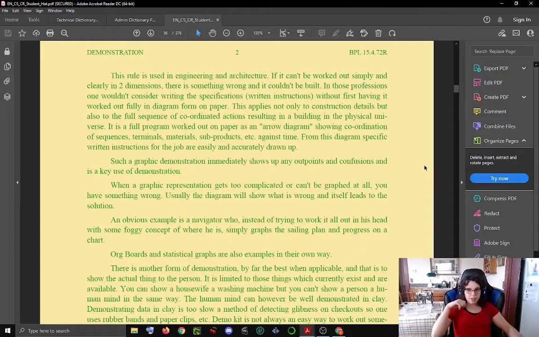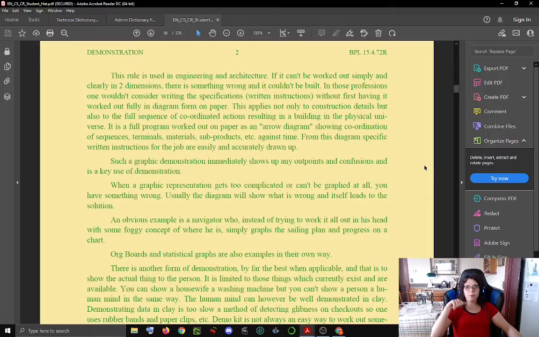The rule is used in engineering and architecture. If it can't be worked out simply and clearly in 2 dimensions, there's something wrong and it couldn't be built. In those professions, one wouldn't consider writing the specifications without first having it worked out fully in diagram form on the paper. This applies not only to construction details, but also to the full sequence of coordinated actions resulting in a building in the physical universe.